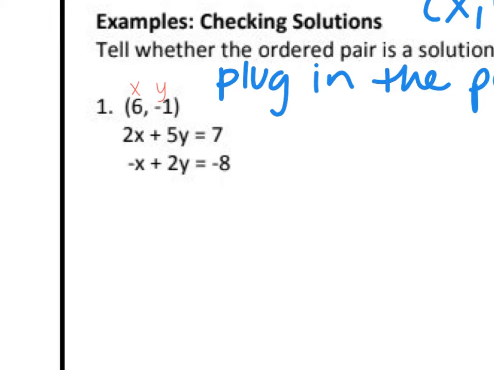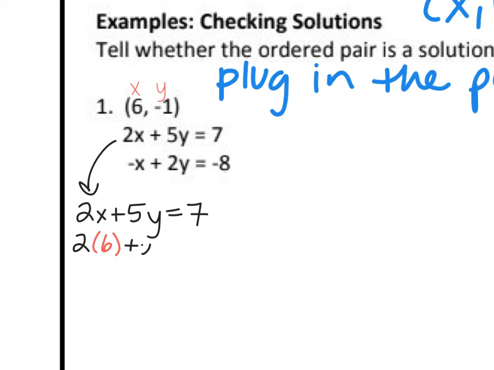We're going to do 2x. We'll do this one here. So 2x plus 5y equals 7. I'm just copying that down right now. We're going to plug it in and see if it works. What do I put for x now? 6. So 2 times 6, because 6 was the x value from the point. What do I put for y? Negative 1 in parentheses. And we want to know, is that equal to 7? So you can put a little question mark if you want. We're checking. We don't know right now.